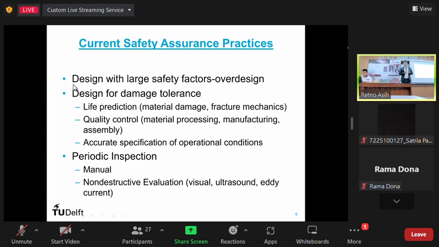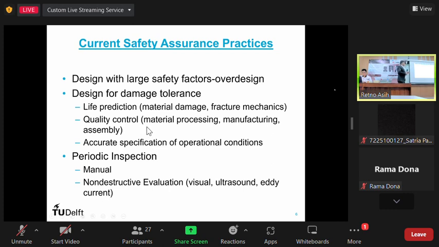Why do we move towards structural health monitoring? Current designs in engineering are overly designed, meaning we put a high safety factor in the structures. For example, when designing a bridge, we put in too much safety factor, and that increases the cost, the weight, the waste material, and the use of raw material, and it produces more CO2 emissions. So that's a challenge.